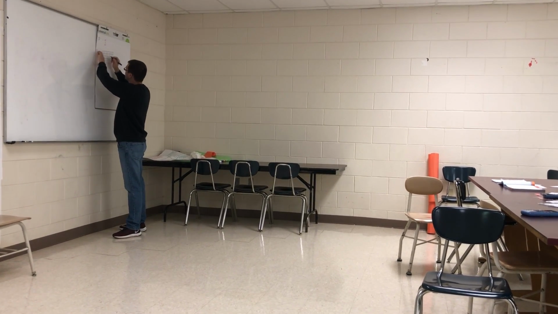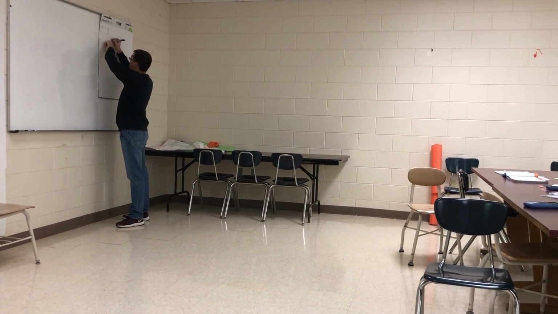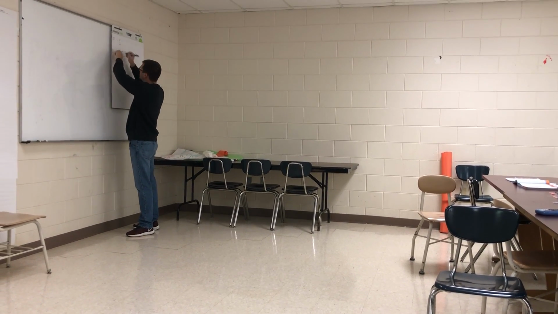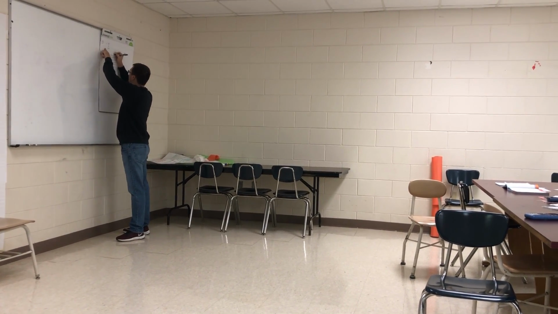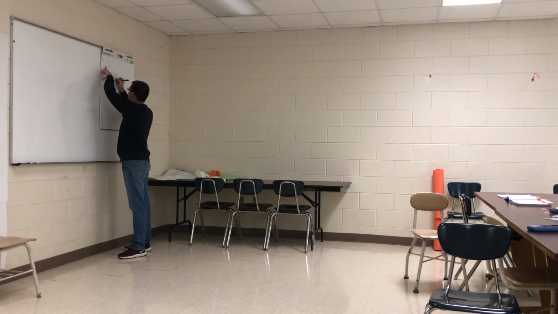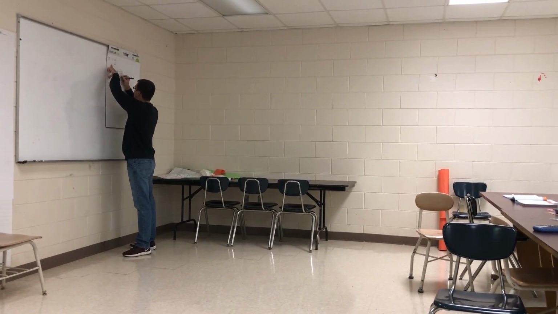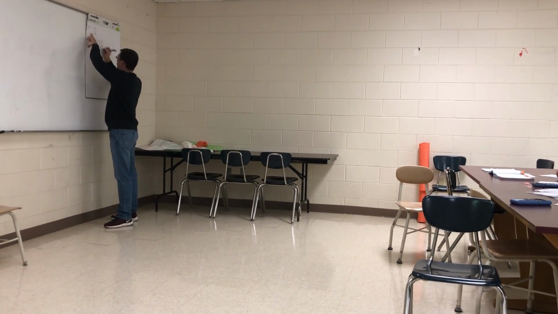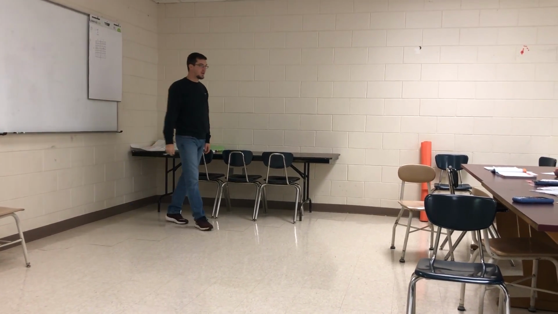I've got 6, 1, 2, 3, 4. I want to draw a line right down to 4. So I've got 4 over here, 4 over here. This is going to be 6 times 4, and 6 times 4. Alright, you see that?